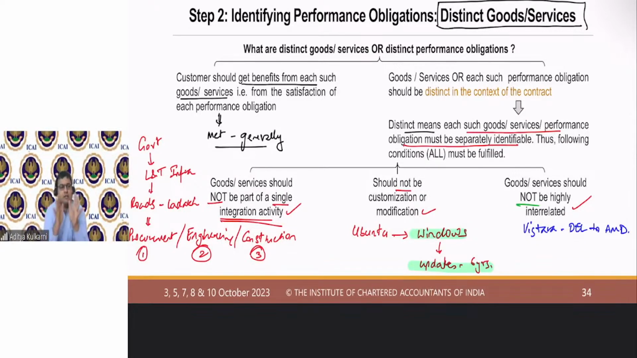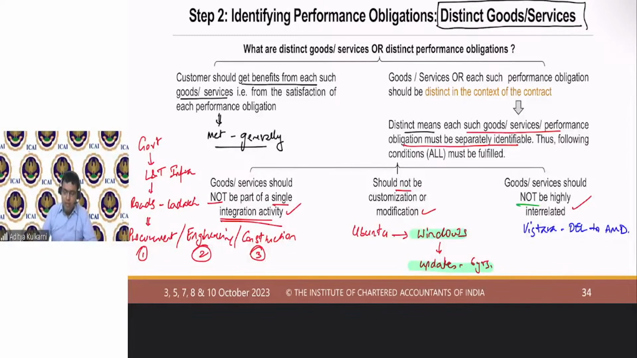Luggage will travel with the person, person will travel with the luggage. Both of them are not separate. The relationship is very high. So though the services are different, they are highly interrelated and hence they are not distinct in the context of the contract. If these criteria are met, then we can say that the goods or services are distinct in the context of the contract.